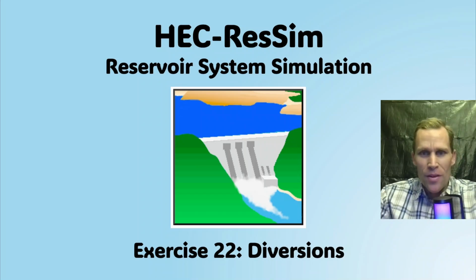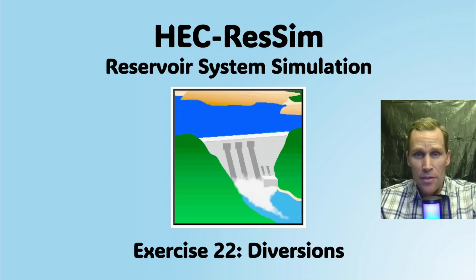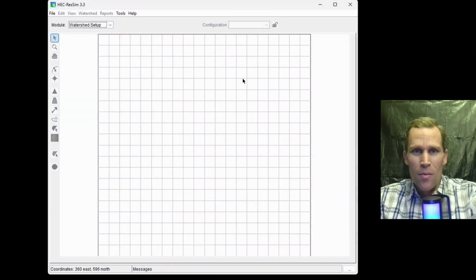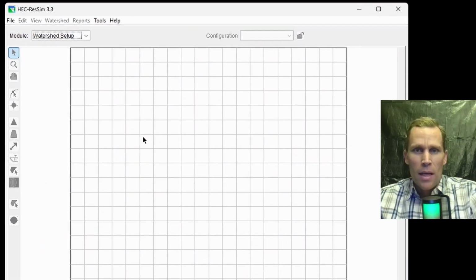Welcome and hello. This is a video exercise in HEC ResSim, and in this exercise, I'm going to be covering diversions. All right, so what I have on the screen here is a brand new instance of HEC ResSim. We're going to sketch out a network and add some diversions and then run a simulation and see how that works. All right, so let's go ahead and get started.